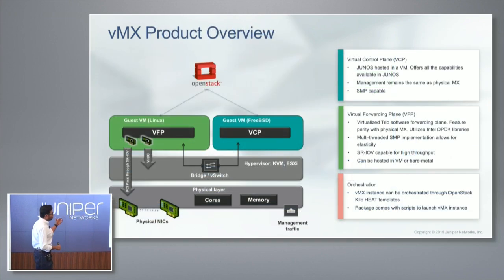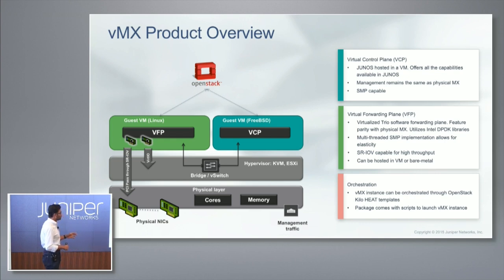So to go into the product, there's two components. There's the virtual control plane, shown here as a VCP. Essentially, it is Junos running in a VM. And then we have the VFP, virtual forwarding plane, which is actually native Linux. This is our software forwarding plane, where we host it.